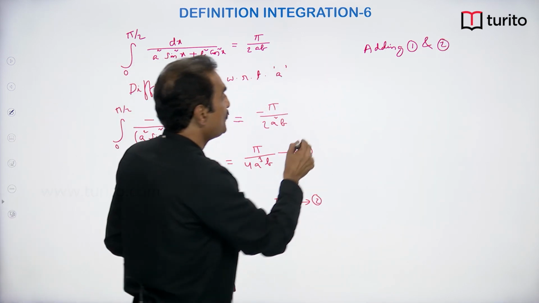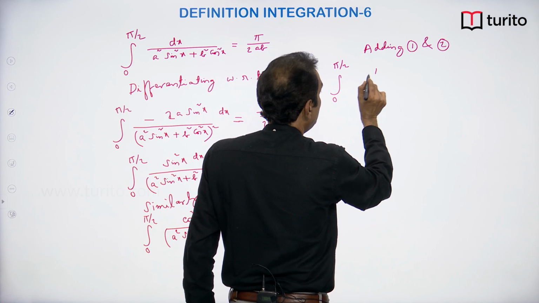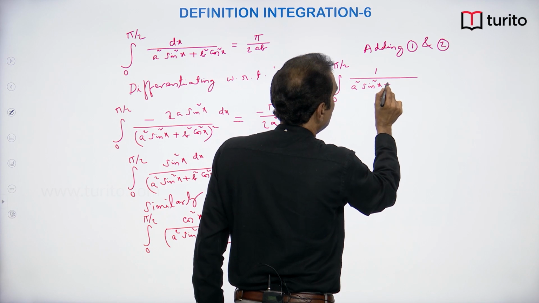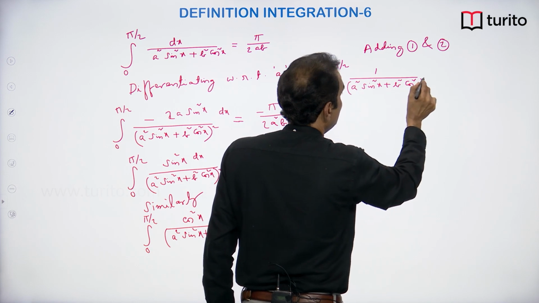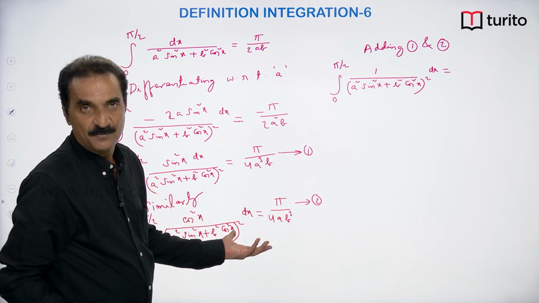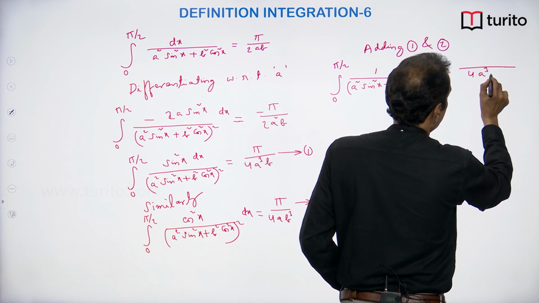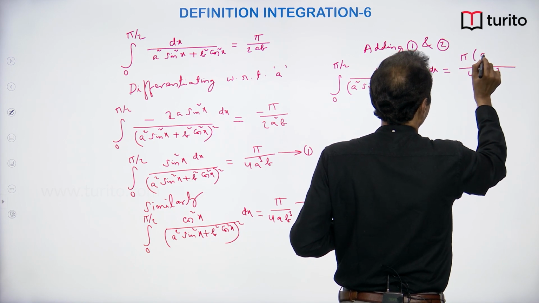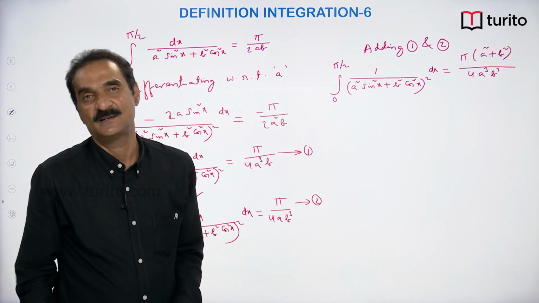It is integral 0 to pi by 2 1 by a square sin square x plus b square cos square x whole square into dx. If you add this and this and take LCM, you will get the LCM 4 a cube into b cube, and numerator will be pi into a square plus b square. So that is our answer.